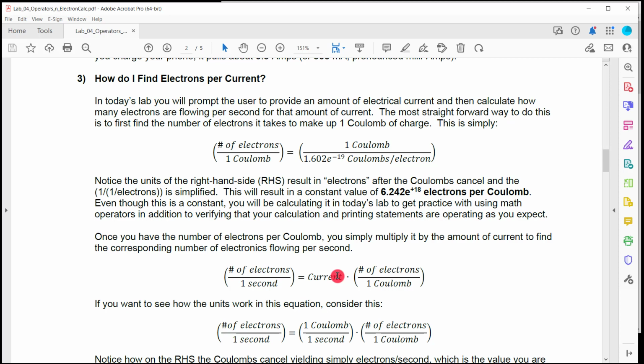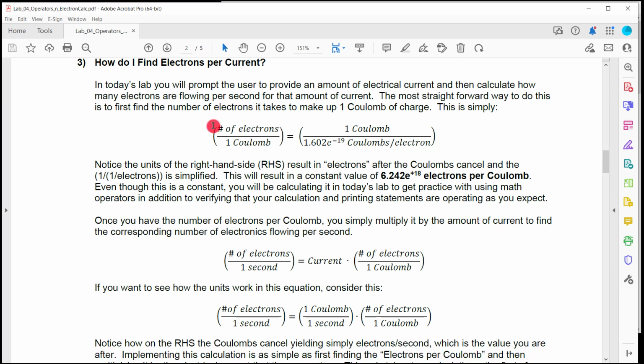So the equation looks like this. The number of electrons per 1 coulomb is equal to 1 coulomb divided by the charge of the electron. We'll just use the absolute value of the charge because it doesn't matter if it's positive or negative, so we'll drop the negative sign. If you say 1 coulomb divided by 1.602 times 10 to the negative 19 coulombs per electron, your unit would be the number of electrons per coulomb.